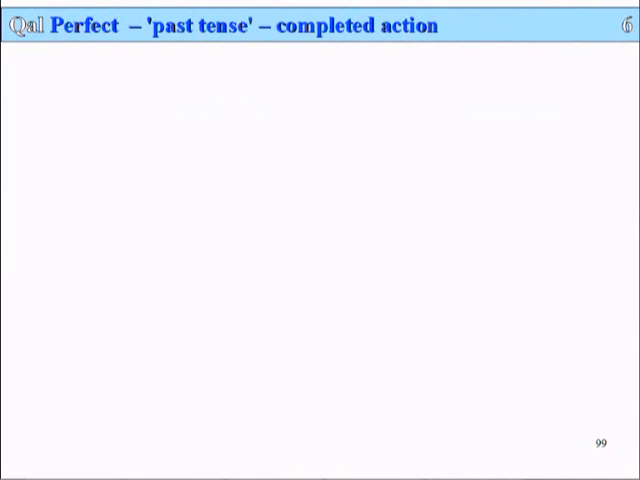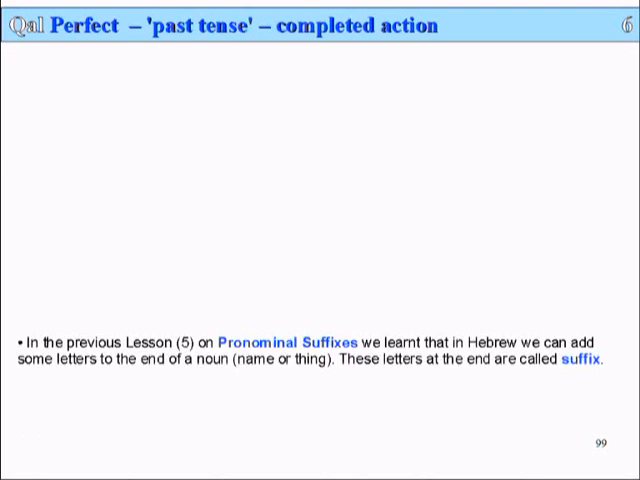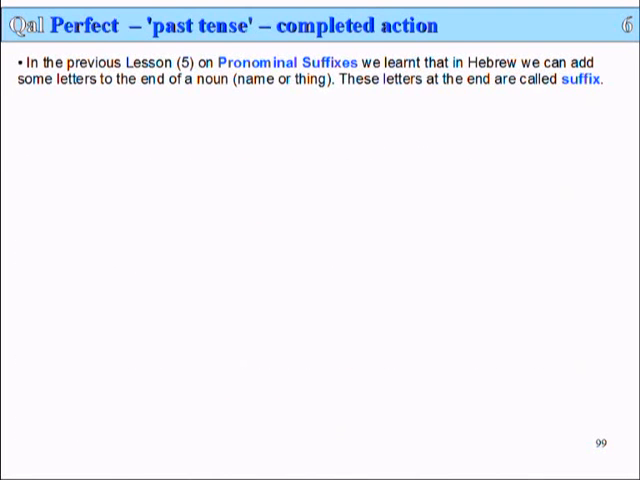Slide 99, Lesson 6, the Qal Perfect Past Tense, completed action. In the previous lesson, Lesson 5 on pronominal suffixes, we learnt that in Hebrew we can add some letters to the end of a noun. Remember, a noun is a name or a thing. These letters at the end are called a suffix.